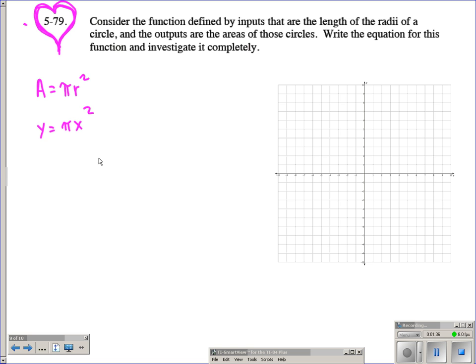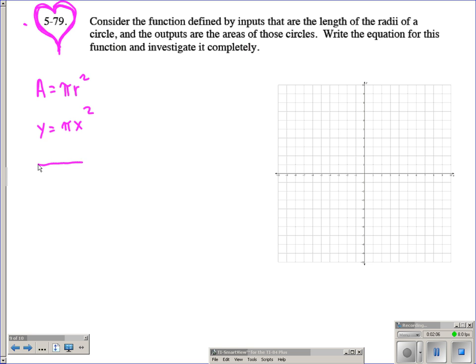One thing I want to do when exploring is come up with a graph to see what it looks like. If our input is being squared, then we're probably going to have a parabola, right? X squared.